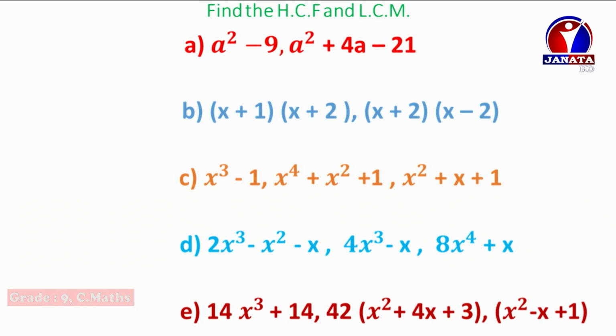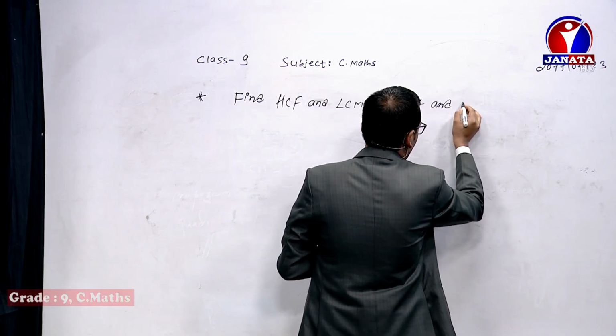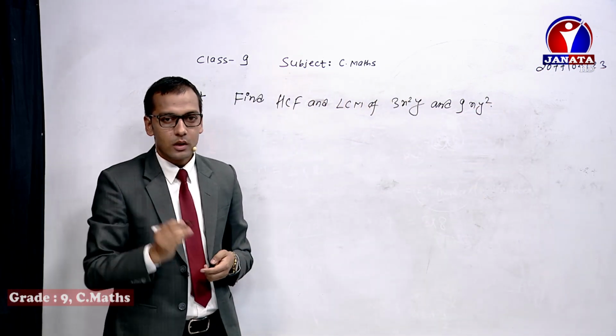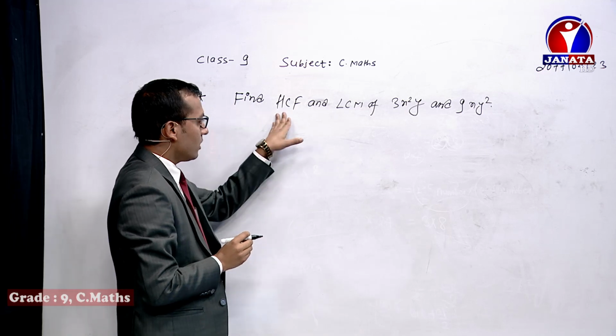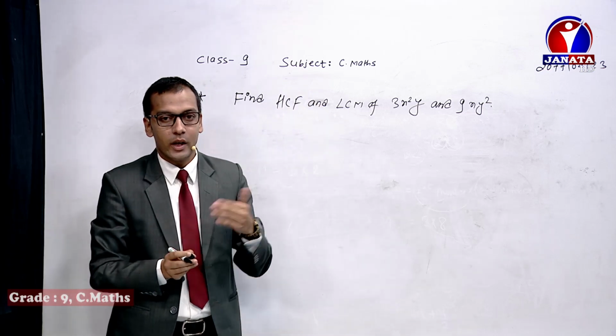Let me take first example here. First example, find HCF and LCM of 3x square y and 9x y square. So this is first question. So I am taking here, find HCF and LCM of 3x square y and 9x y square.